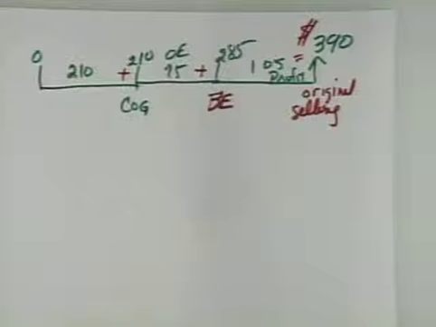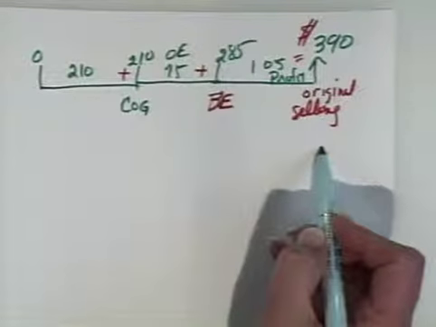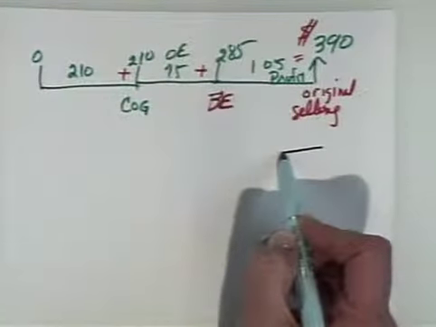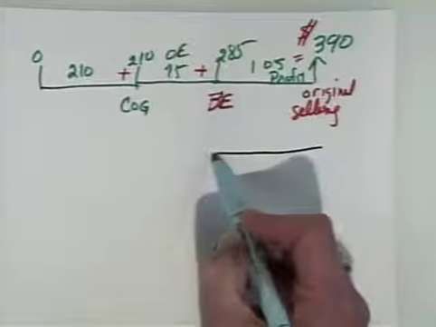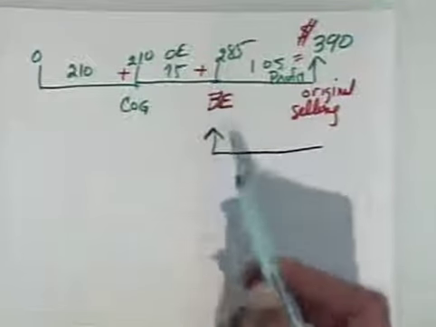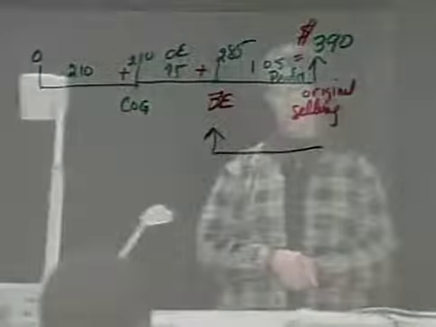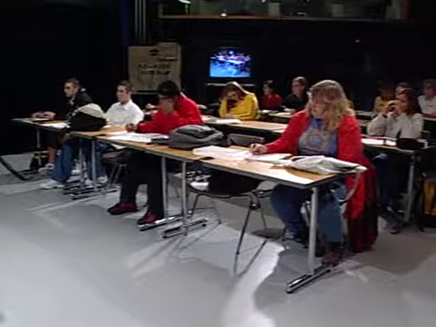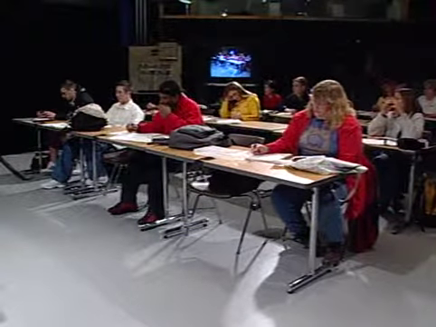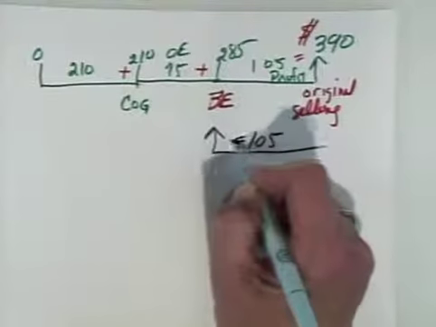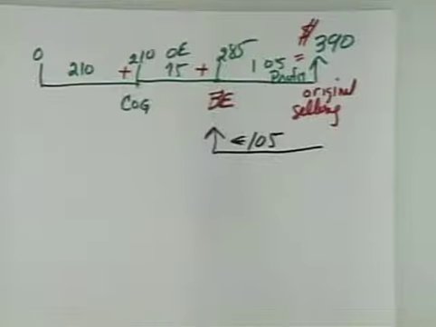Question, from the original selling price, and I'm under here working, how far can I mark it down before I incur an operating loss? What's the minimum I want to sell it for? $285. Because that's called the break-even point, right? What's the maximum amount of markdown I should take then? 105, my profit, that's right. If I mark it down $105, I'll be at the break-even.